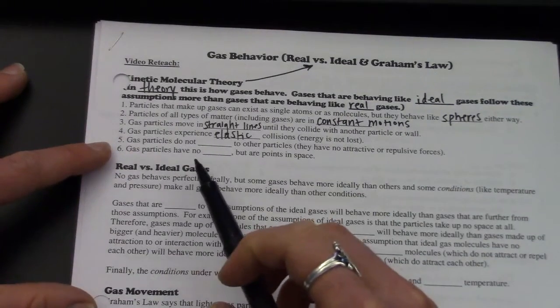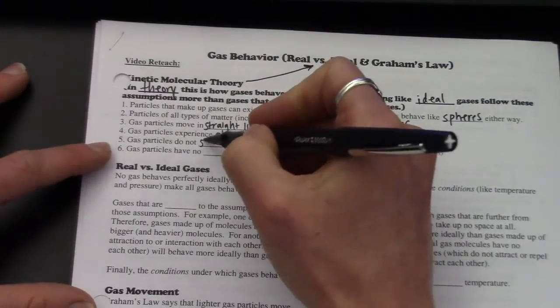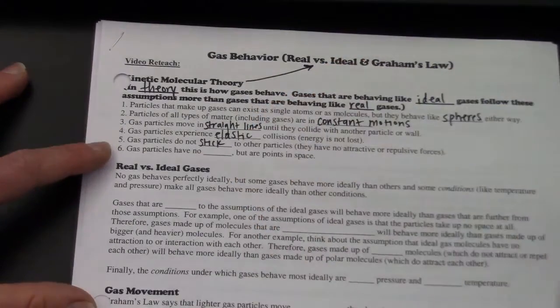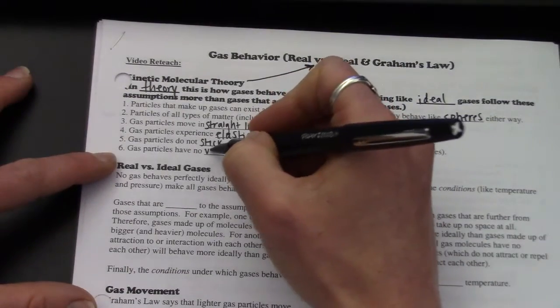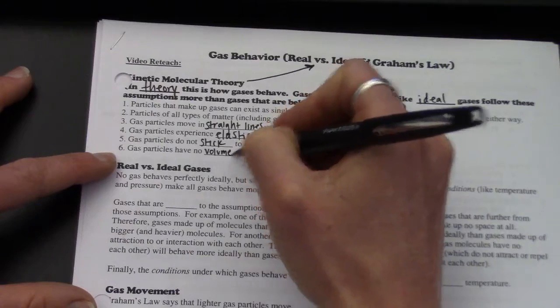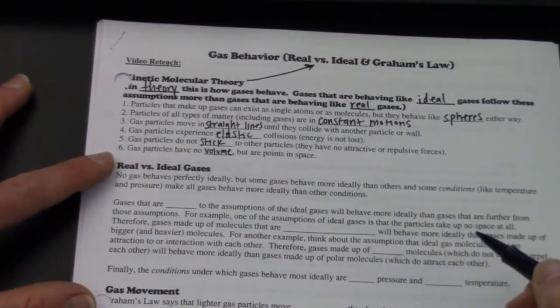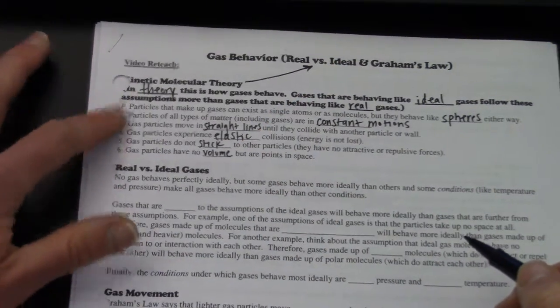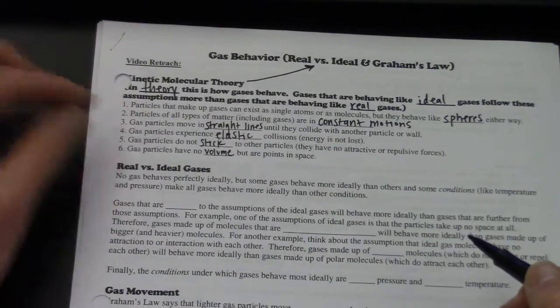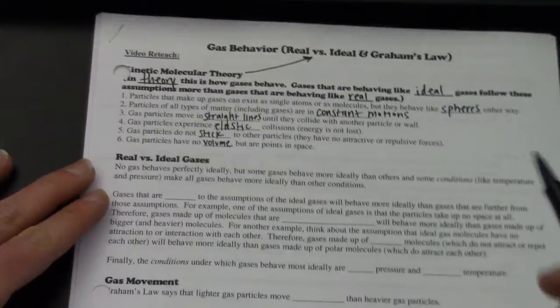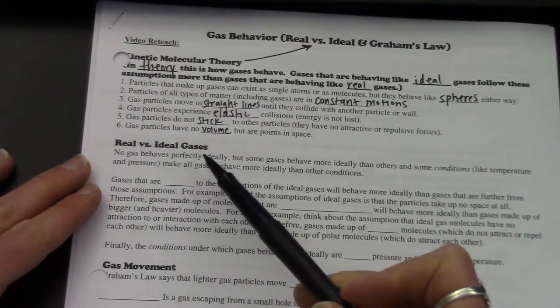Number five, gas particles do not stick to other particles. They have no attractive or repulsive forces. And lastly, gas particles have no volume, but are points in space. So these are the assumptions that we make about how gases behave, and ideal gases follow these pretty well. Okay, so let's read real versus ideal gases.